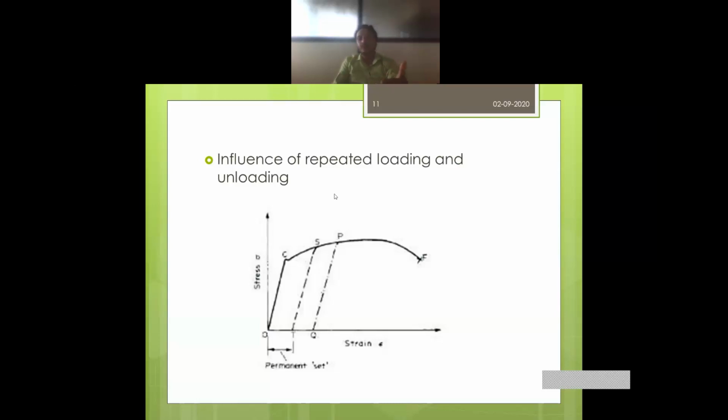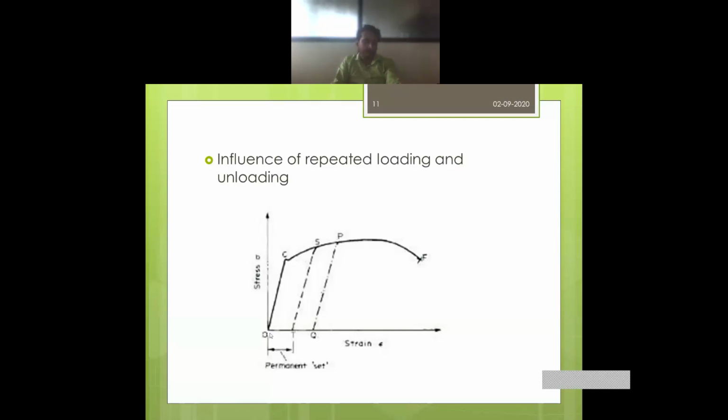In the first case, what we had done, we kept on increasing the load until the material failed. So here, what is the effect of repeated loading and unloading? I increase the load a little, then unload, then increase a little more, then unload again. I keep on doing this until the material fails. So I will be observing a certain kind of graph here.